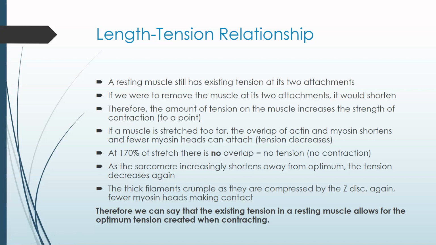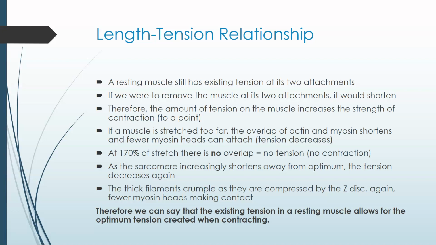So a resting muscle still has existing tension at its two attachments, and we know that, right? We call that tone, existing tone. The example I just showed you of the slight flexion in the elbow gives you the sense that there's still existing tension. And if we were to remove the muscle at its two attachments, it would shorten. That's the one thing to realize, again, that a resting muscle is not completely flaccid, relaxed.